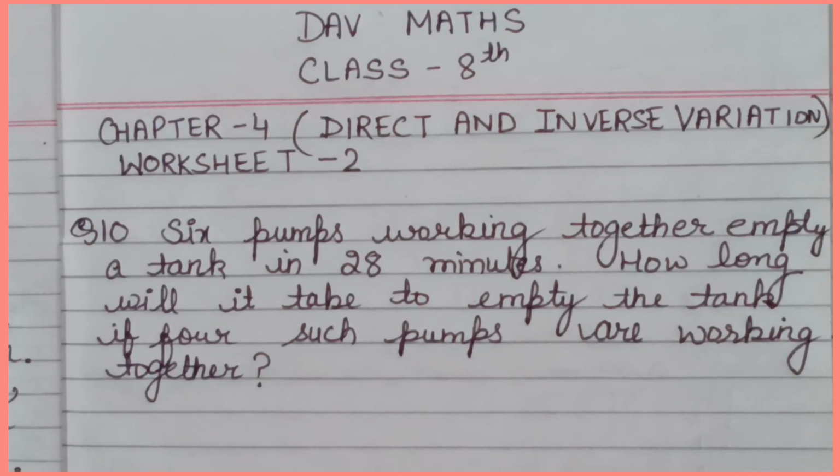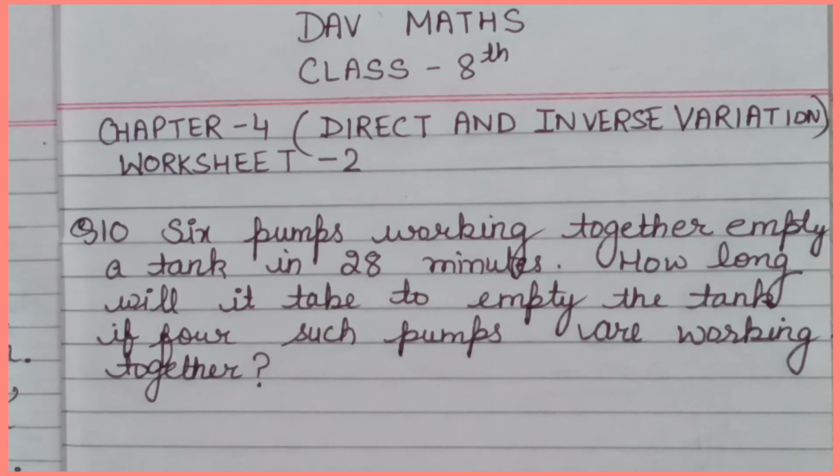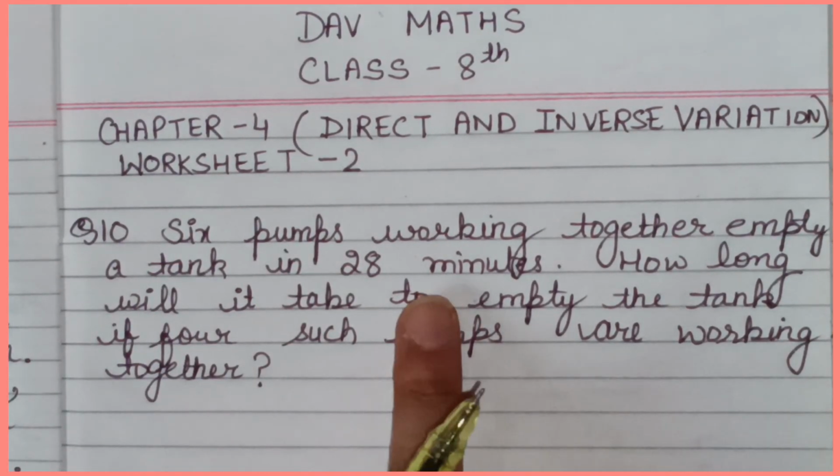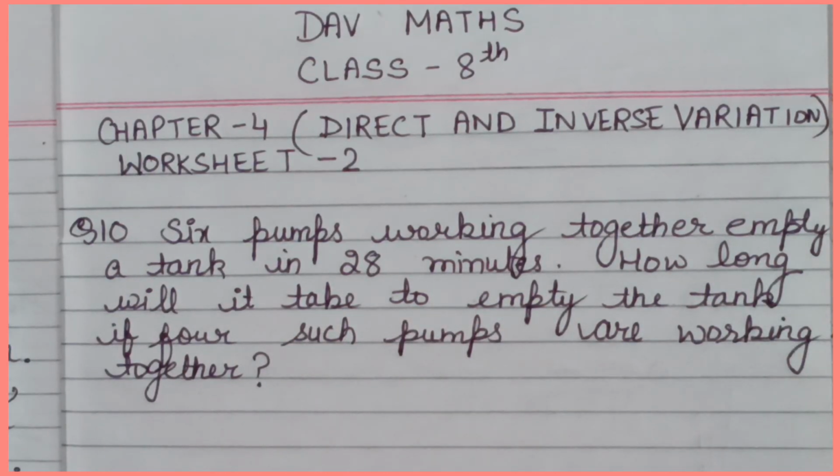Today we are doing question number 10 of chapter 4, direct and inverse variation, worksheet 2, DAV Maths class 8. So here this is our question number 10. 6 pumps working together empty a tank in 28 minutes. How long will it take to empty the tank if 4 such pumps are working together?